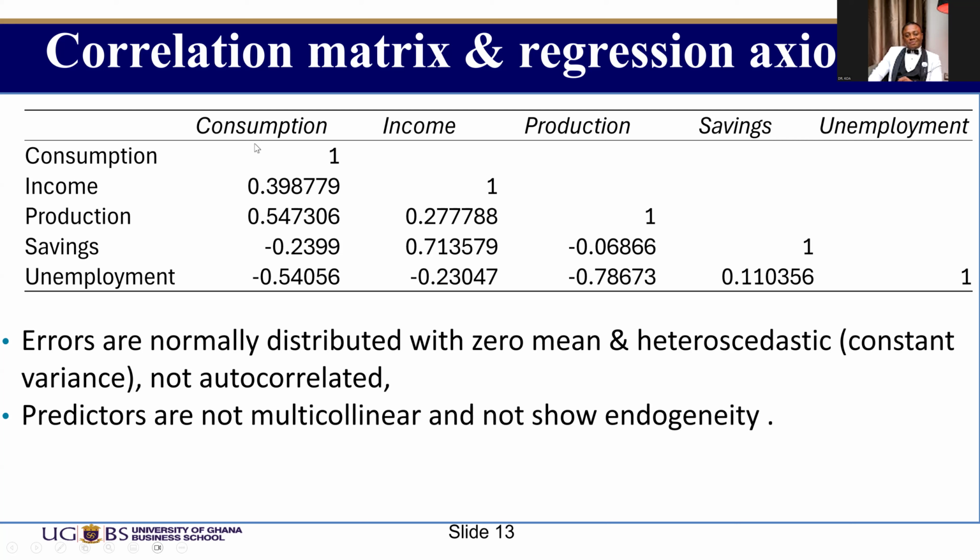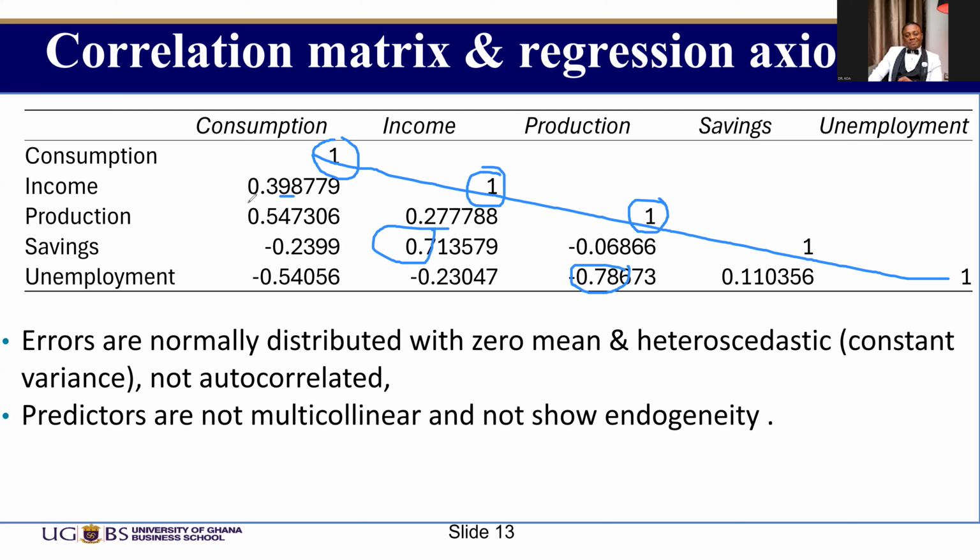One interesting thing you should know about this correlation is that you can identify variables that are multicollinear. The 1, 1, 1 in this diagonal means perfect correlation. The first one is the correlation between consumption and consumption, the second between income and income, the third between production and production. So these are perfect. They are not just high, they are perfect. Then we have high ones, those whose values are bigger, like negative 0.78 here, like 0.71 there, and like 0.55 there. They are high.